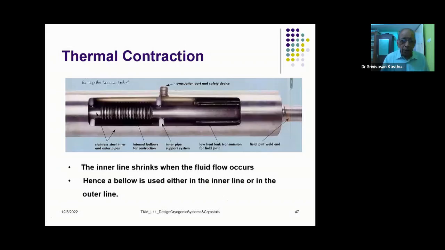See, for example, this particular figure shows you that there is an internal bellow. The bellow is in the internal part. The bellow takes care of the thermal contraction when the inner vessel shrinks with respect to the outer vessel. Okay. So this is the simple arrangement for doing this.